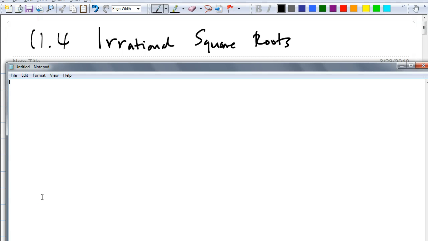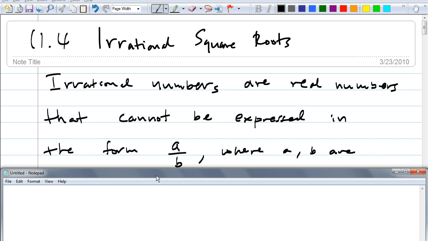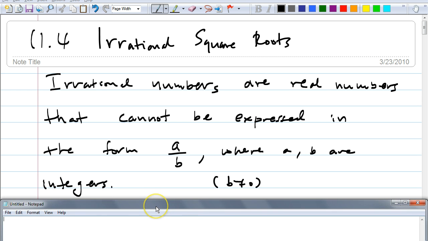Okay, irrational square roots. Before I talk about irrational square roots, let's talk about irrational numbers. Who remembers what irrational numbers are? Yes? The numbers that you can't write as a fraction. Correct. Numbers that you cannot write as a fraction. So I wrote it this way: cannot express as a over b using integers. Okay, so it's a review.